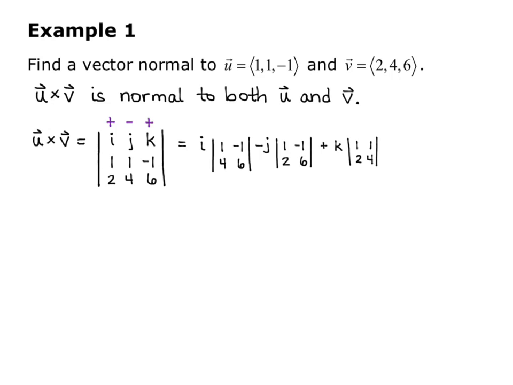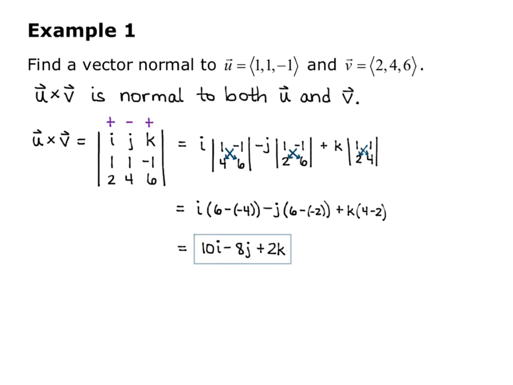Now we want to actually finish this off. So we have i, and then the determinant of the 2 by 2 matrix 1, negative 1, 4, 6. We go forwards diagonal minus backwards diagonal, so 6 minus negative 4. Minus j, forwards diagonal minus backwards diagonal, so 6 minus negative 2, plus k times 4 minus 2. Now we just simplify the numbers to get our vector, and we have 10i minus 8j plus 2k.